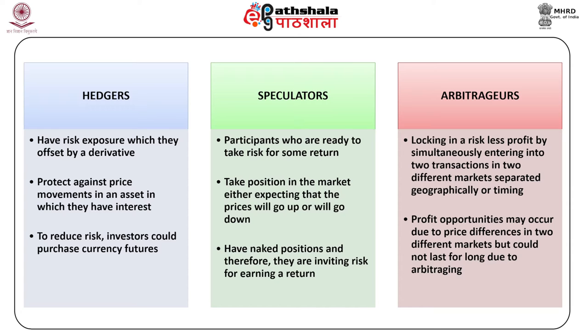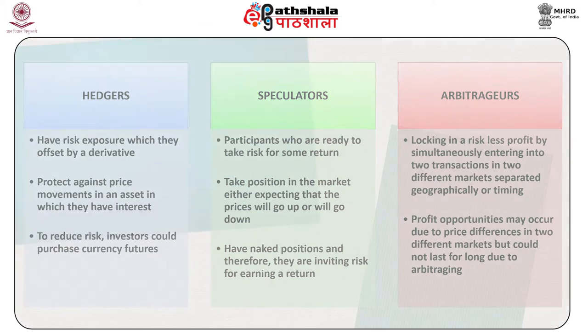The arbitrageurs. Arbitraging refers to locking in a risk less profit by simultaneously entering into two transactions in two different markets separated geographically or timing. The profit opportunities may occur due to price differences in two different markets but could not last for long due to arbitraging. Arbitrageurs may deal in cash and derivative market or only derivative market for different periods of time, earning arbitrage profits. Their actions shall narrow down the differential in prices. For example, the arbitrageurs may buy in the spot market and sell in the futures markets.